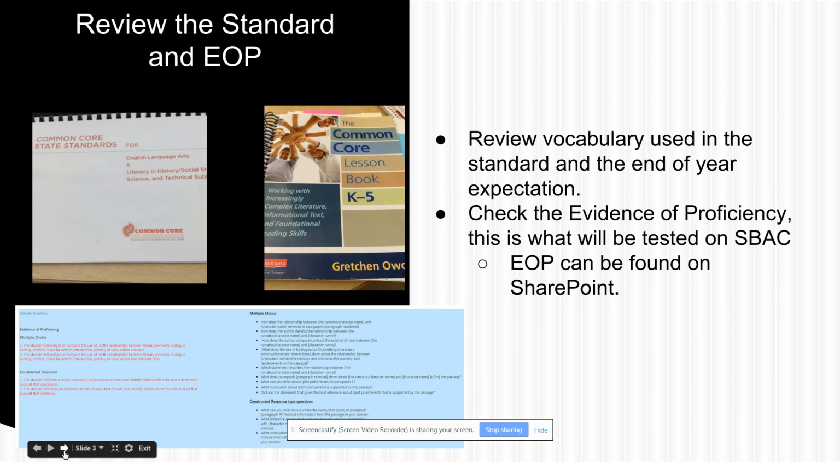Within this standard, we want to remember that with every standard, there's always an evidence of proficiency that is connected to it that will be tested on SBAC. So in grades 3, 4, and 5, when you look on SharePoint, you will find an evidence of proficiency connected to each standard. I say this because this may be one way in which you create an assessment.